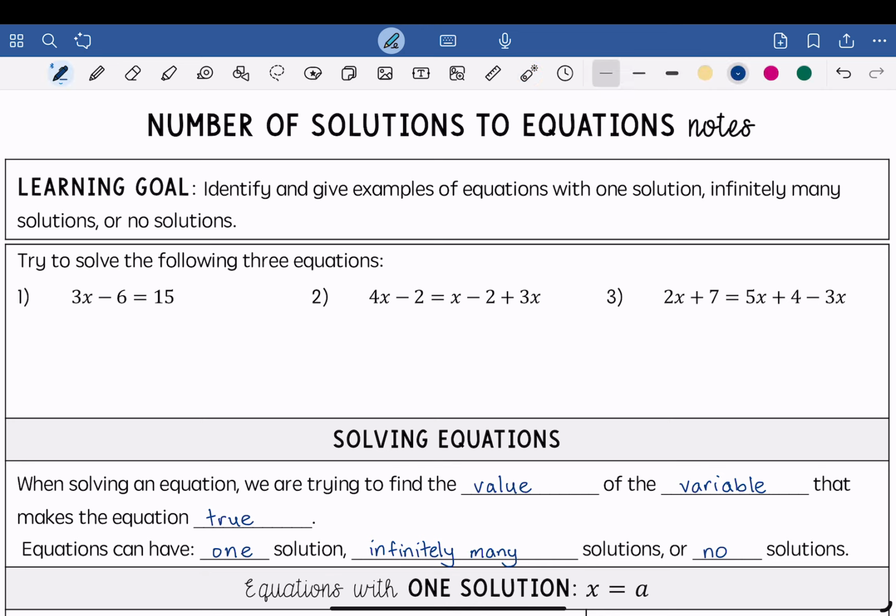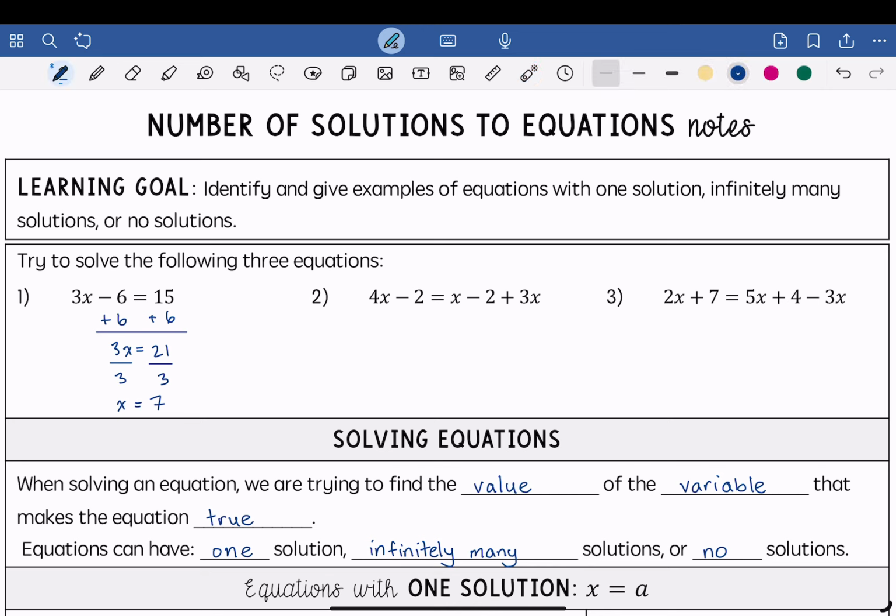So I'm going to isolate the 3x by moving the 6 constant to the other side, which is equal to 3x equals 21. Then I'm going to divide both sides by 3. Therefore, x is equal to 7. Let's do question 2.